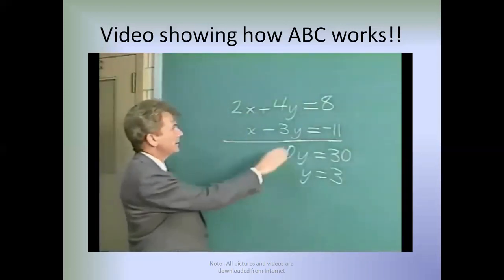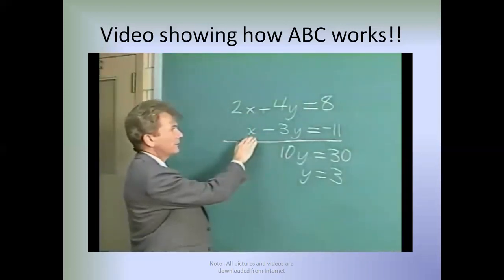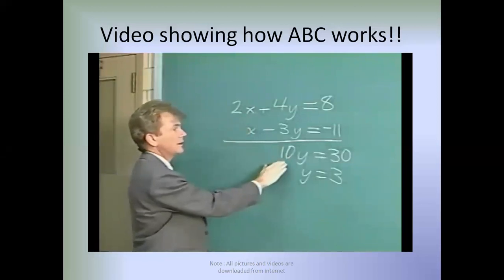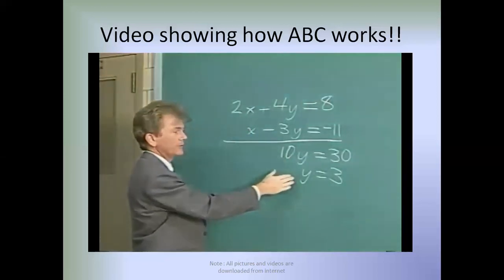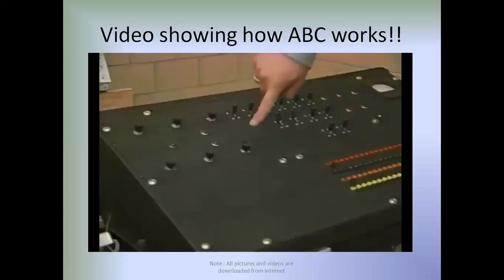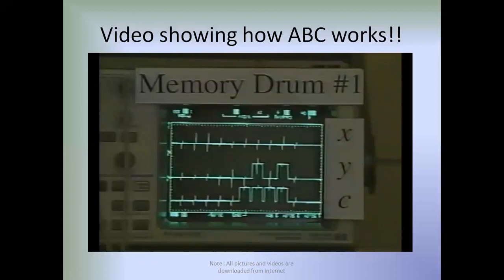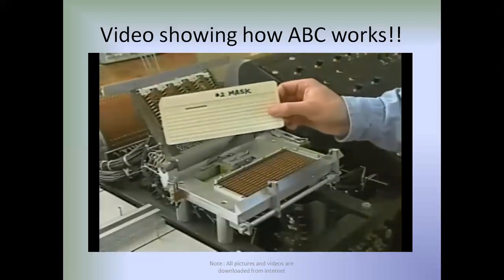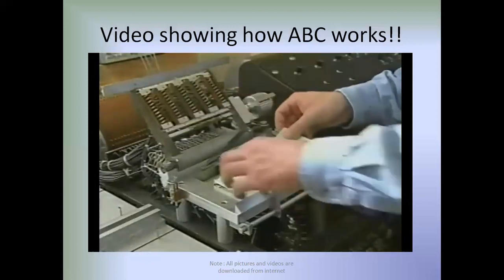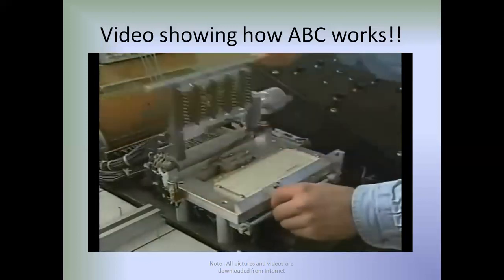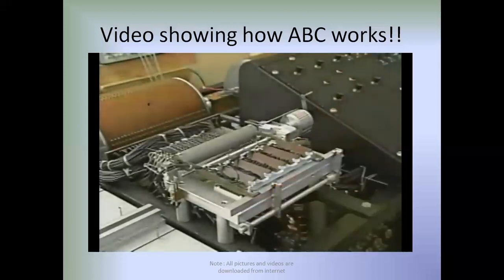The ABC eliminates x from this pair of equations by subtracting the second equation twice. That gives 10y equals 30, or y equals 3. If you know how to read binary off the oscilloscope, you can see the 10 and 30 there. Let's read the number out using the ABC. To read the number out, we reverse the conversion process used to put it in. Punch cards are used as masks to select which number we want to read. This masking card selects the second column, which should have a 10.